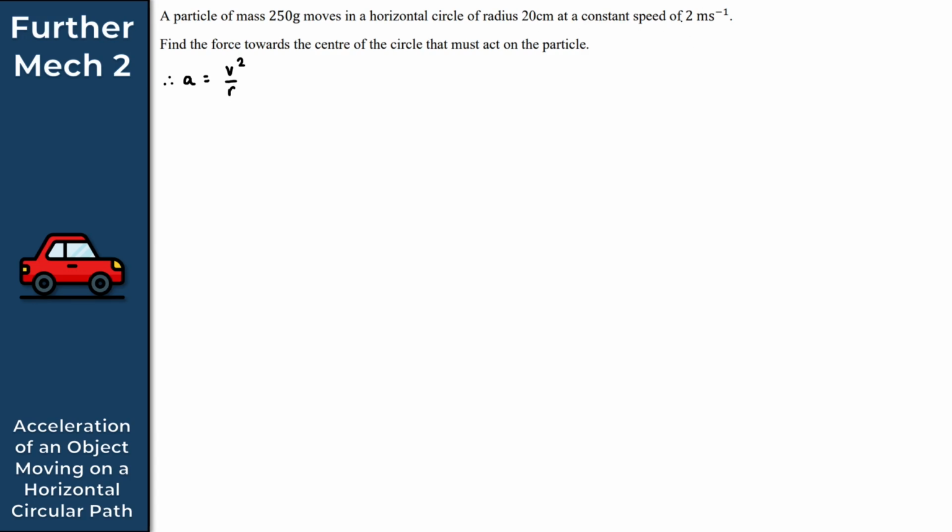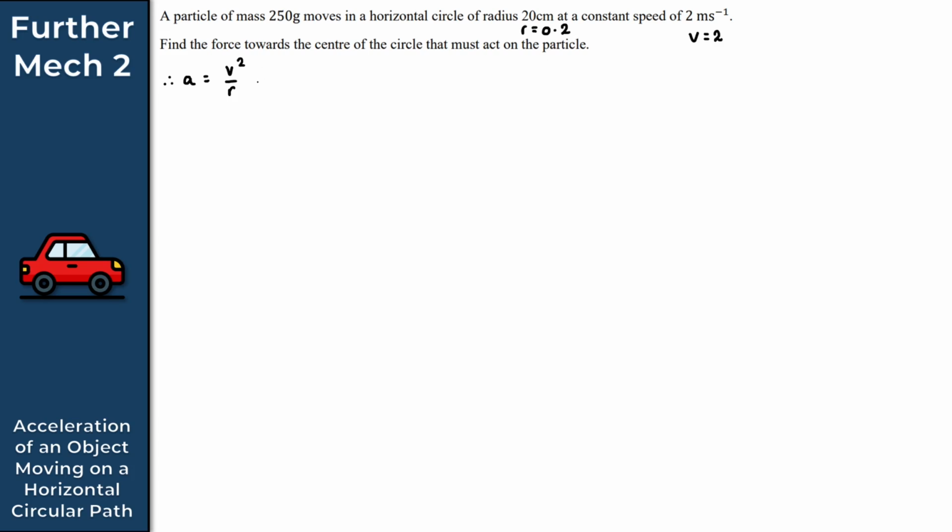So v here is 2. Now, just be slightly careful with the radius here. The radius is given in centimeters, so what I need to do is convert that to meters. So r is equal to 0.2, not 20. So just be very, very careful with that.